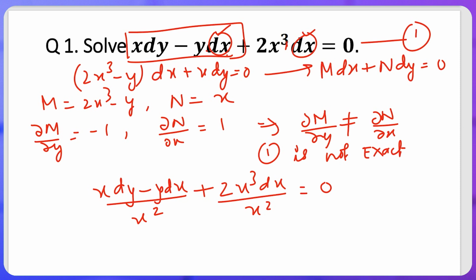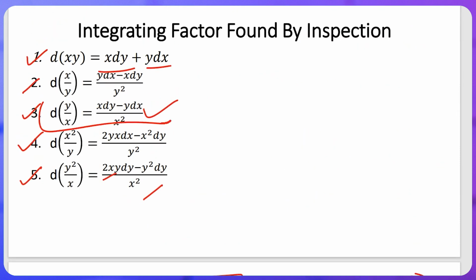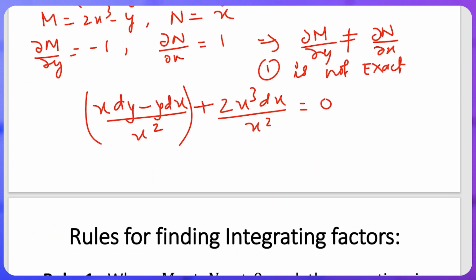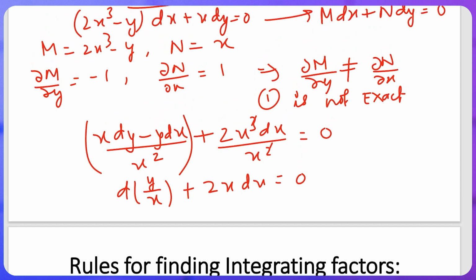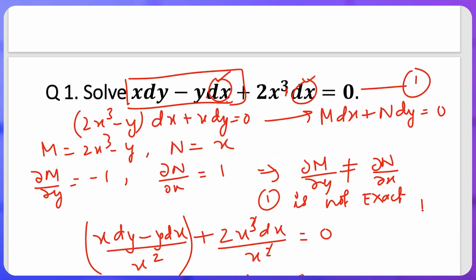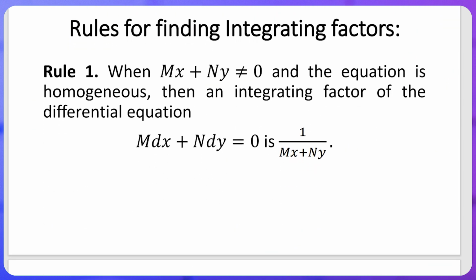For the first term we can see that we have the formula for total differential of y by x, this part we have already done. So, total differential of y/x is (x dy − y dx)/x². We are using the same formula here, and we will have total differential of y/x plus, here this gets cancelled, and we have 2x dx equal to 0. So, while simply integrating we will get the required solution. Therefore, for this given differential equation 1/x² is the most suitable integrating factor. Next, moving on to the rules for finding integrating factor.